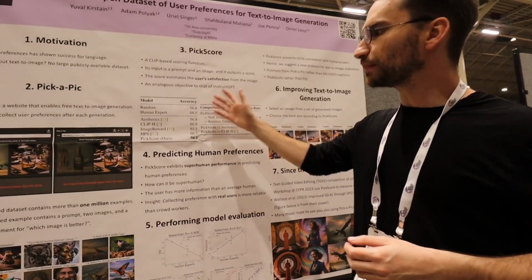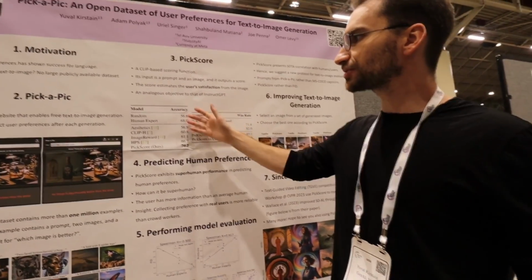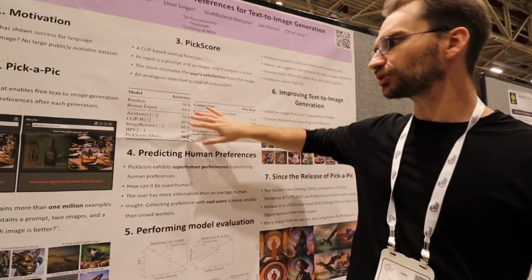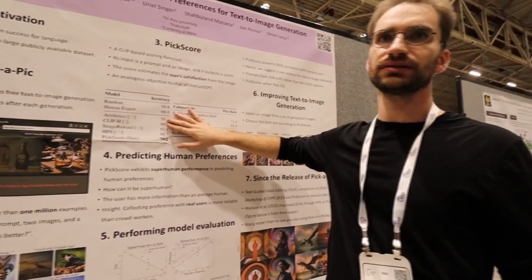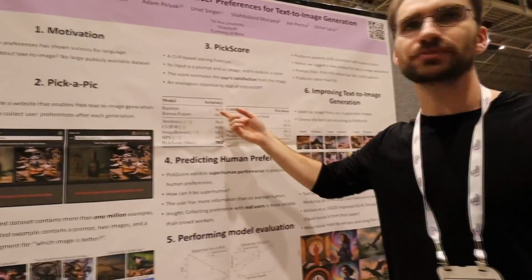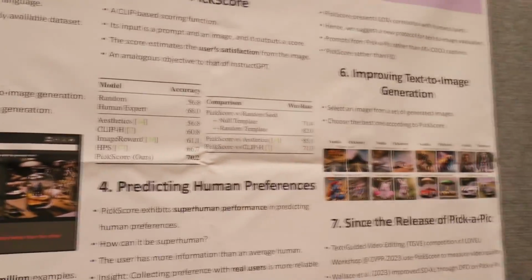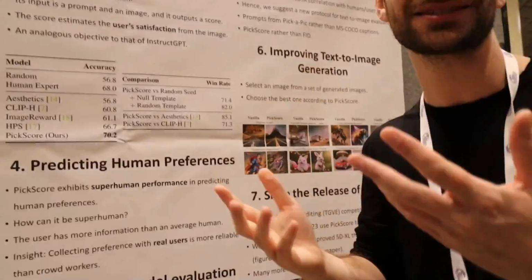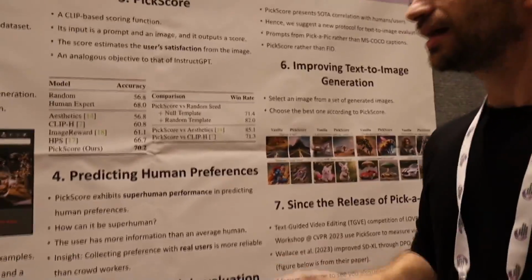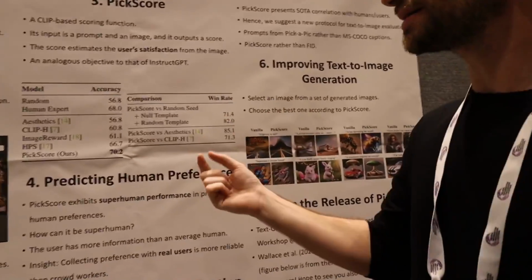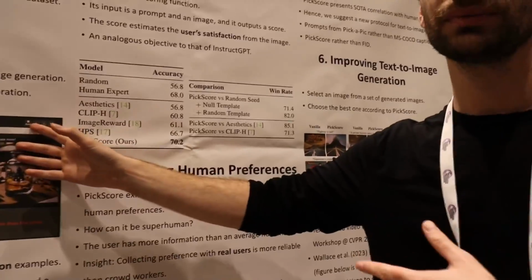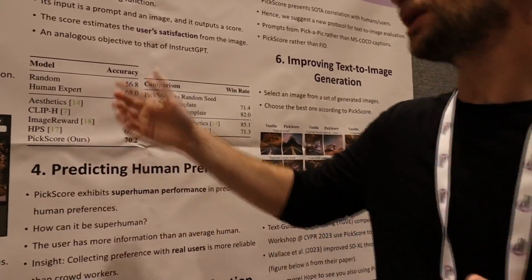And then when we measured Pick-Score's ability to predict human preferences, we showed that surprisingly, it's not only better than existing scoring functions, it's even better than human experts. And a lot of people say, but wait, that doesn't make sense. This dataset was created by humans, so how can it be superhuman? And the core distinction is that the user that created that example has much more information than the crowd worker.